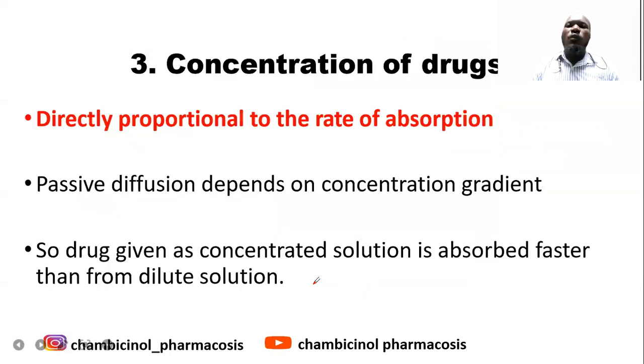Another factor is the concentration of the drug. In this case, the higher the concentration of the drug, the higher the rate of absorption of the drug. As you know, most drugs are absorbed through passive diffusion. So the concentration of the drug is very important because absorption is guided by the concentration gradient. So if you take the drug in a diluted form, the absorption rate will be less in comparison with the drug taken in the concentrated form.